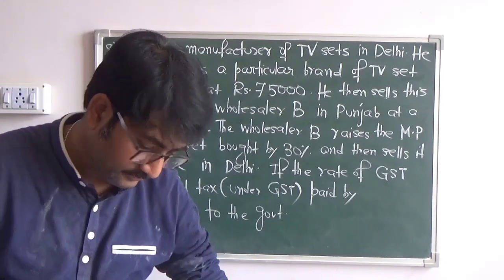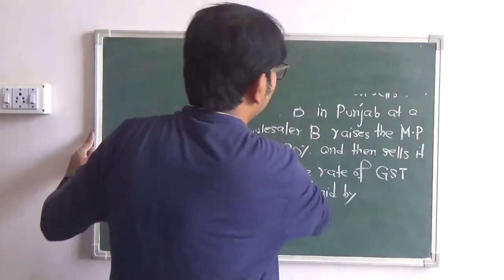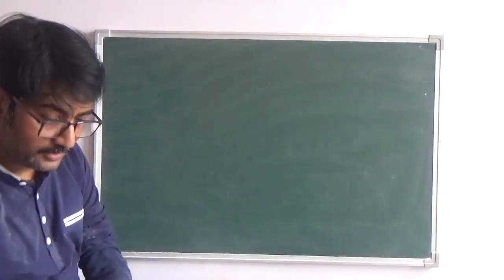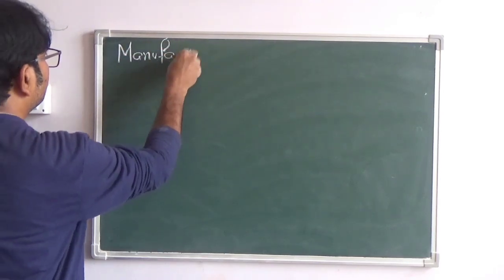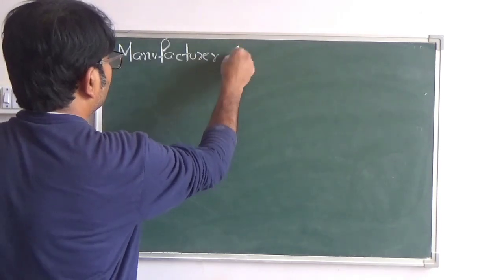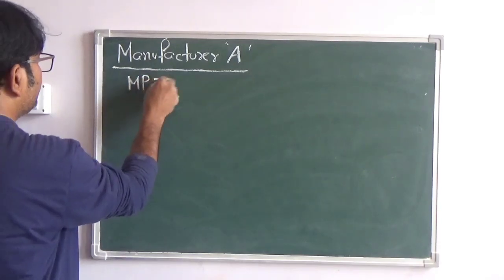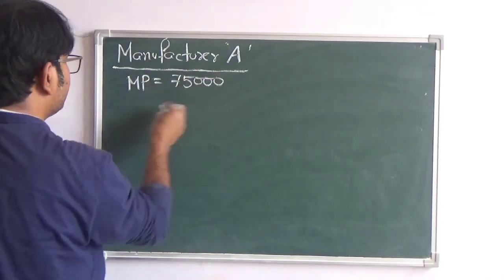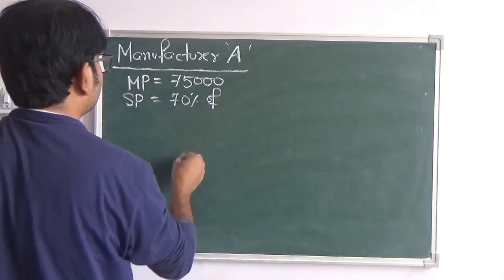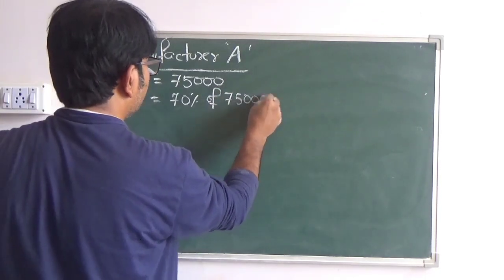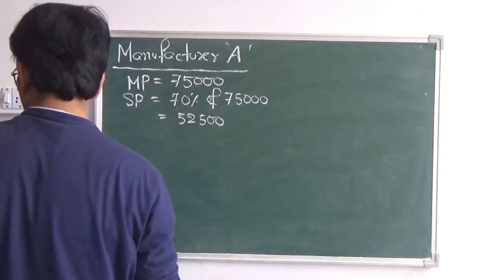So now, let us solve it. Manufacturer A. The mark price of the article is 75,000. He sells the article at a discount of 30%. The selling price will be 70% of 75,000, and that is coming to 52,500.